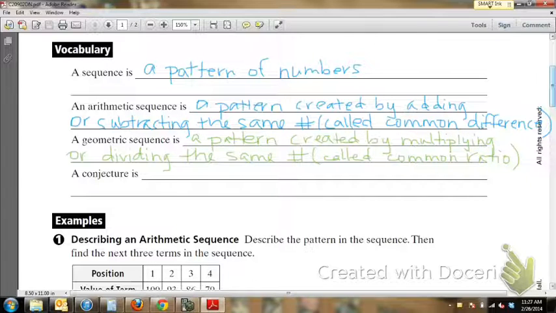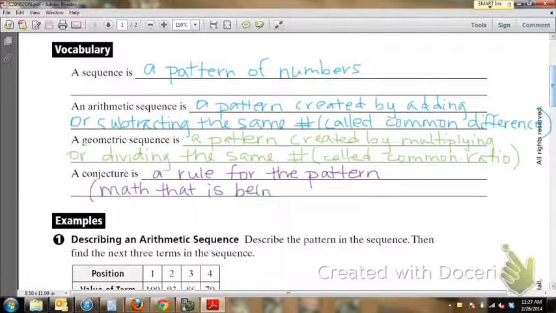And lastly, a conjecture is a rule for the pattern. Okay, and what that means is it's just the math that is being done each time. Okay, so pause the video if you need to fill those in, and then we'll take a look at some examples.